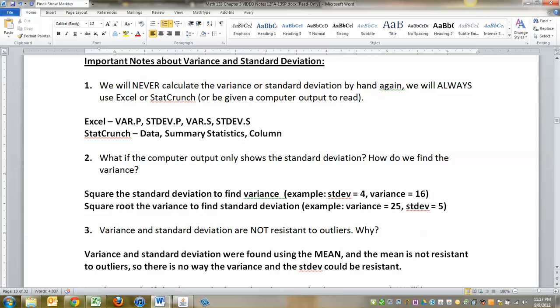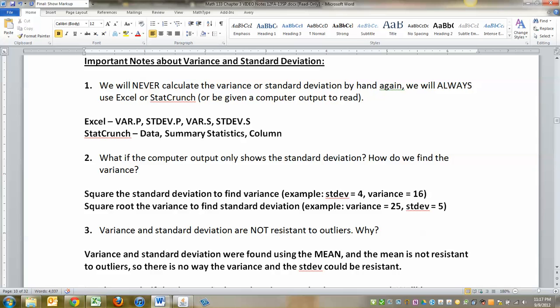So we left off here at number 2 with a whole bunch of stuff to talk about variance and standard deviation. Now remember, we know how to calculate it, not too bad, but more important than knowing how to calculate is knowing how to interpret it. Because on your tests, a lot of times I'll give you the statistics, you just have to figure out what's going on. So if the computer output I give you just shows you one or the other, how do you find the other?